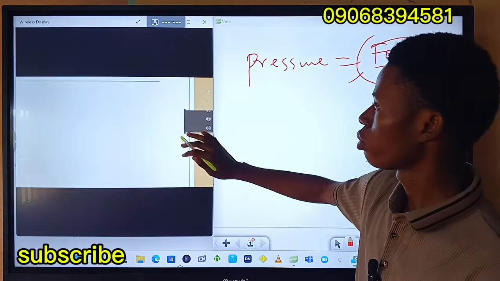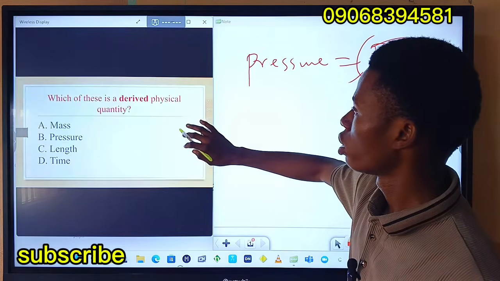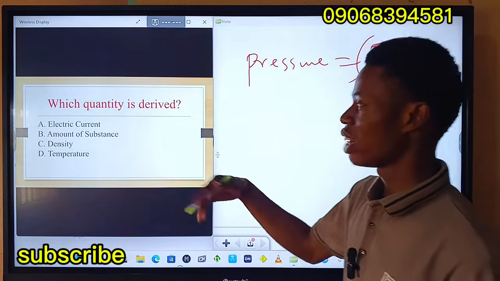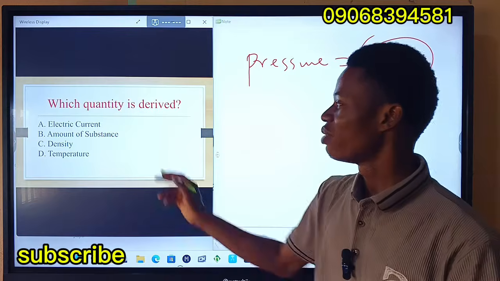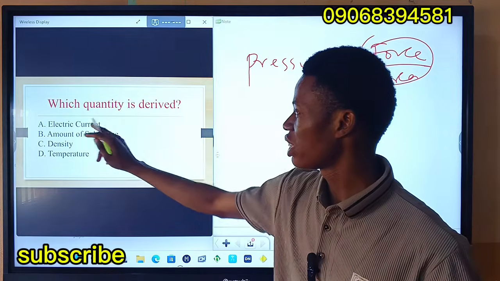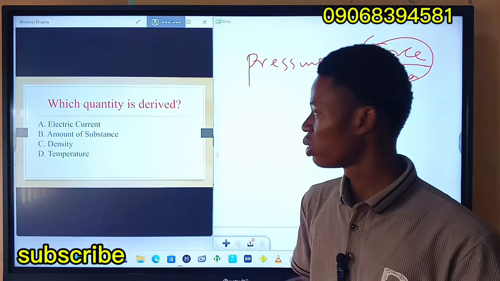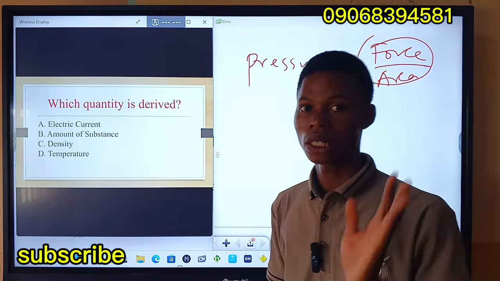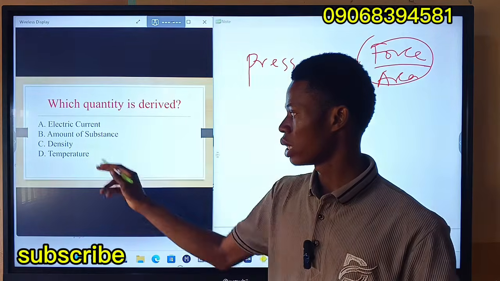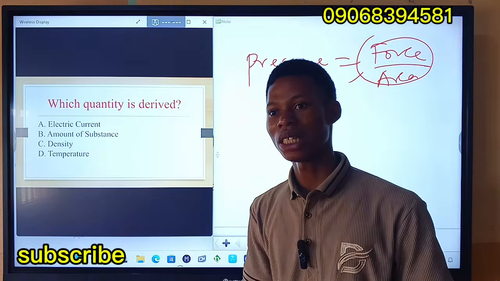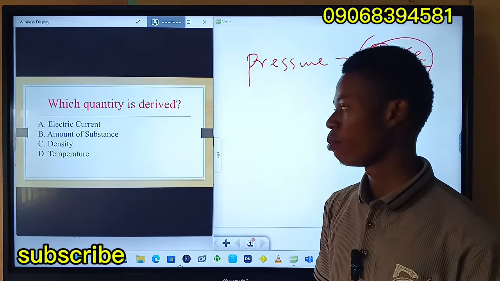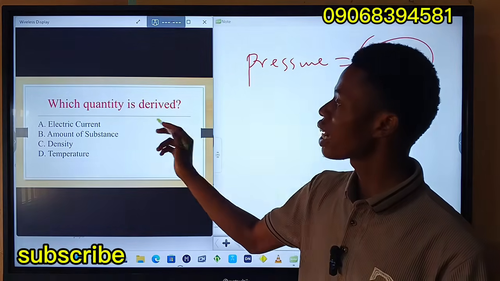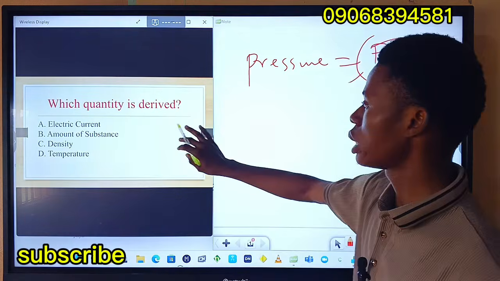All right, next question. The next question says, which quantity is derived? Now you can see how the questions are repeated. Which quantity is derived? Electric current. Can you break down electric current? No. So it's fundamental. Amount of substance is a fundamental quantity. That's mole. It's a fundamental quantity. Density. Density is a derived quantity because it has a formula, mass per unit volume. Now, temperature is fundamental. So the derived quantity here is density.